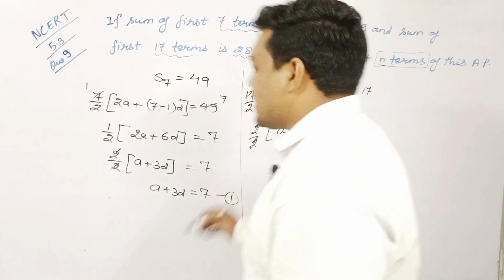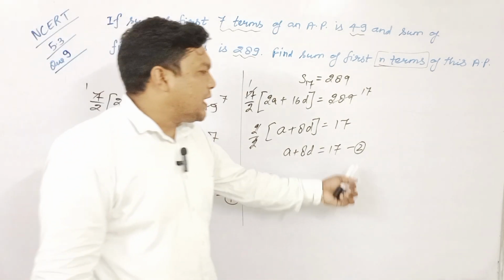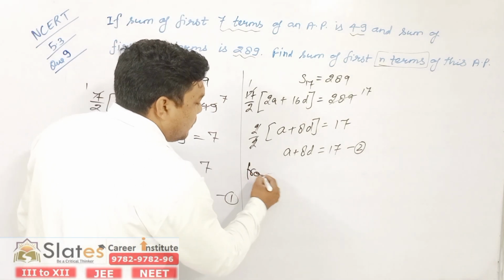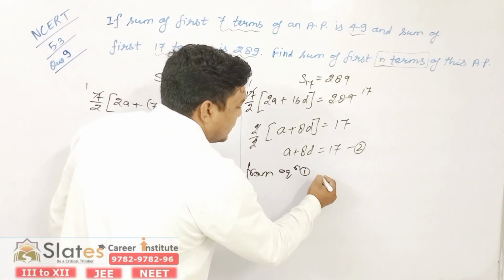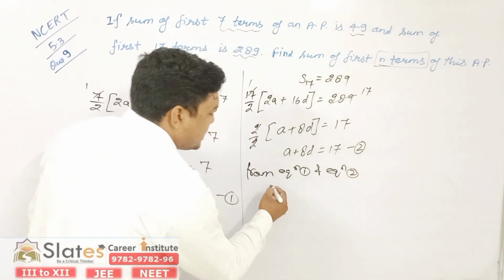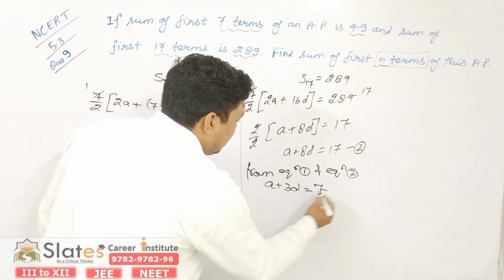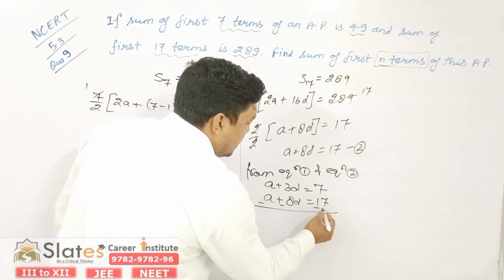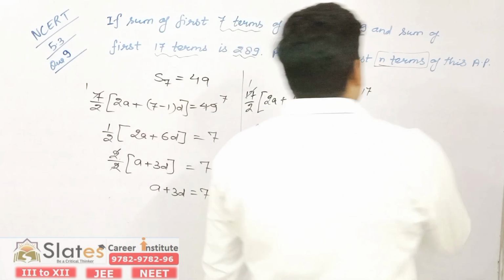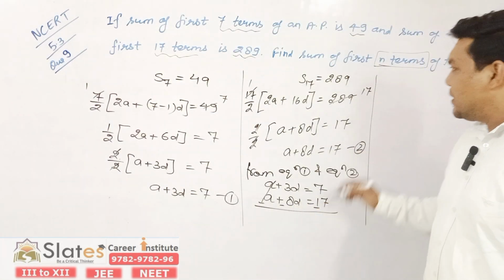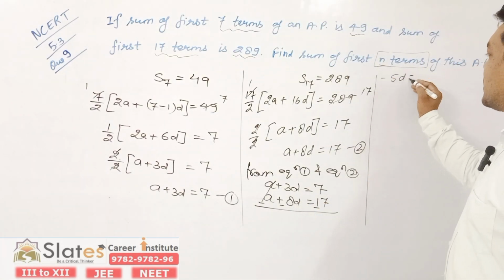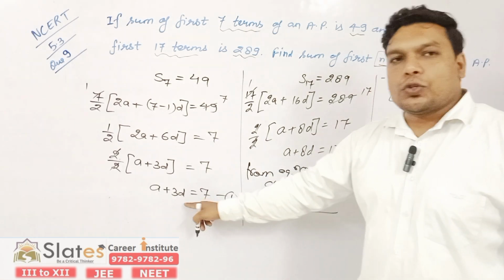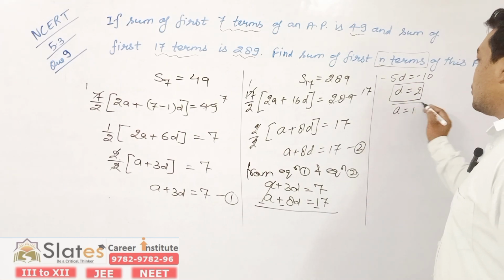Look, now we have two equations, equation 1 and 2. By using equation 1 and 2, we can easily find a and d, and then we can find the sum of first n terms. From equation 1 and equation 2, a plus 3d is equal to 7 and a plus 8d is equal to 17. When you subtract, a minus a is 0. So what does it give you? It gives you minus 5d is equal to minus 10, which gives you d is equal to 2. And when you put d is equal to 2 in equation 1, you will get a is equal to 1.